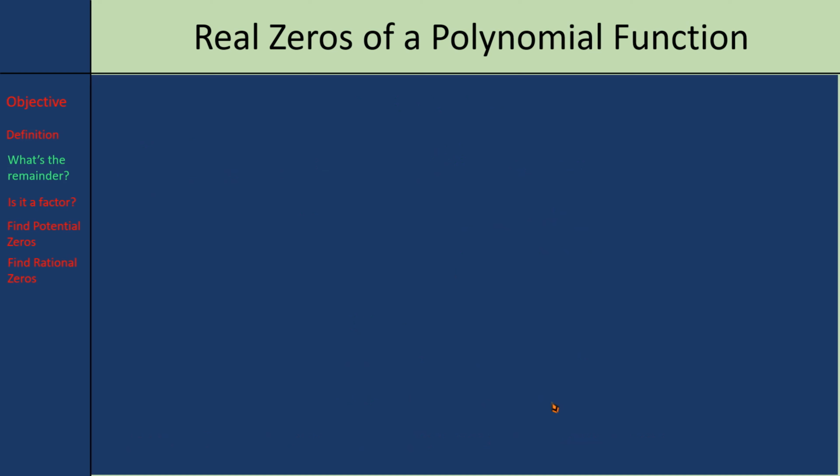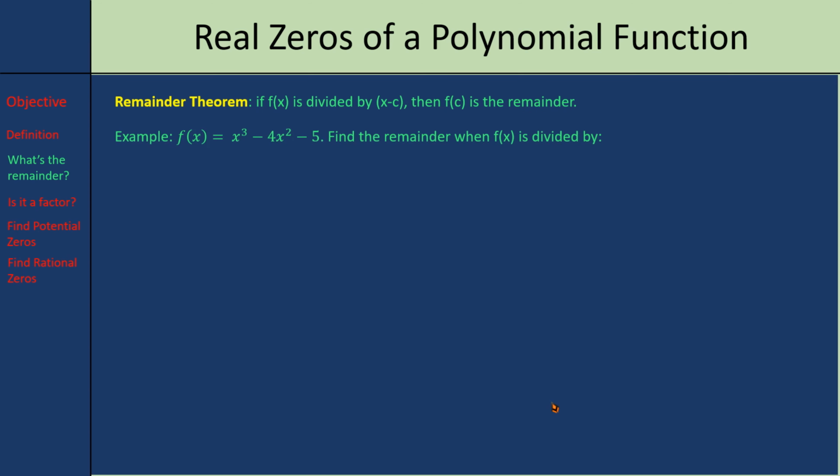Okay, so let's talk about remainder. There's a theorem, the remainder theorem, that says if f of x is divided by x minus c, then f of c is the remainder. So let's see what that means. Here is f of x. We're going to find the remainder when f of x is divided by these guys. So if you take f of x and you divide by x minus 3, what is the remainder? Now, if there is no remainder, that means that it divides evenly and x minus 3 is a factor, right? But in this case, let's see if there is a remainder or not.